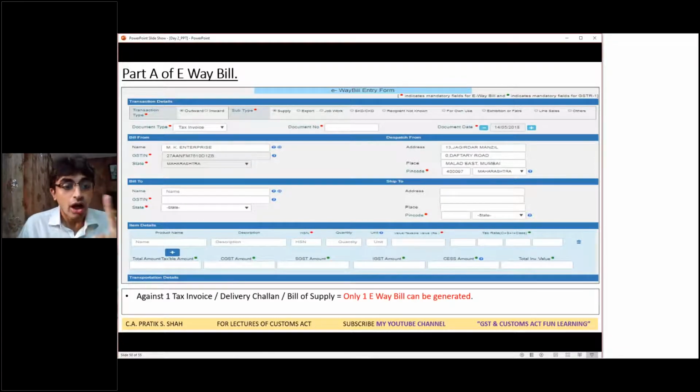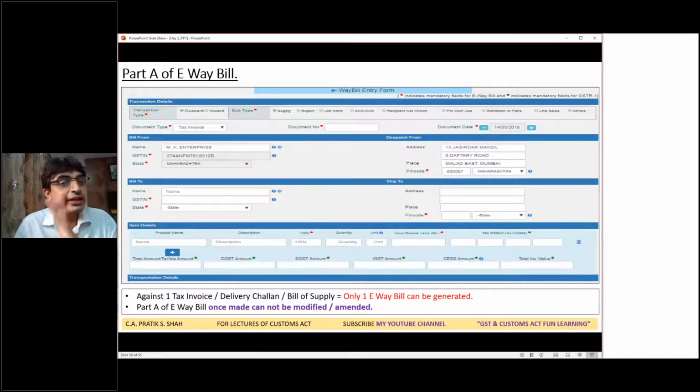Remember one point. Against one invoice, only one e-way bill can be generated. Against same invoice, you cannot generate two e-way bills. And this part A, once made, it cannot be modified, not be amended. You can't do anything. Okay, this is one point you need to remember. So against one invoice, how many e-way bill? Only one. Part A, once made, can you amend? No, boss, it is freeze. You cannot do anything.